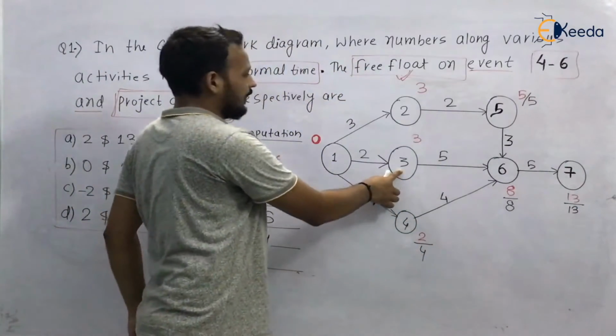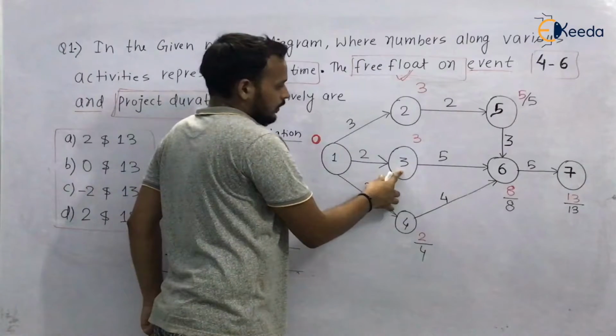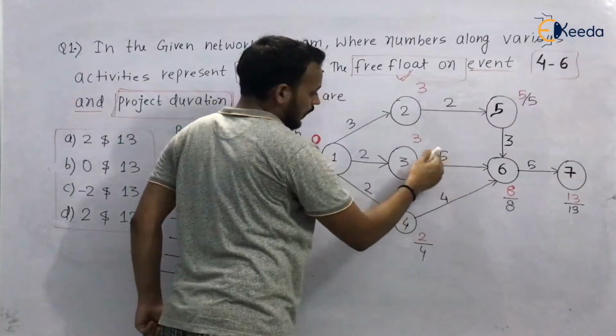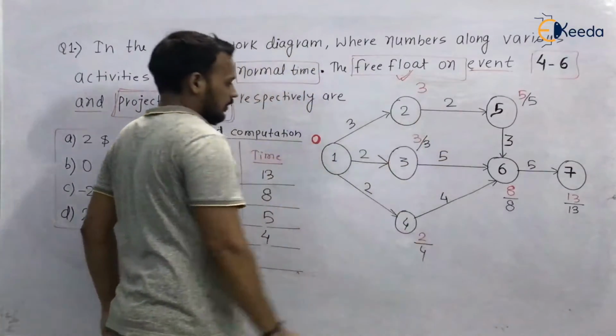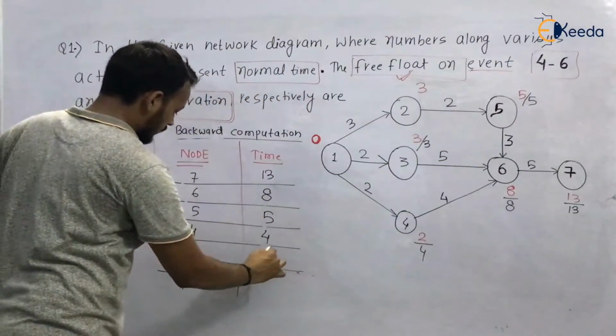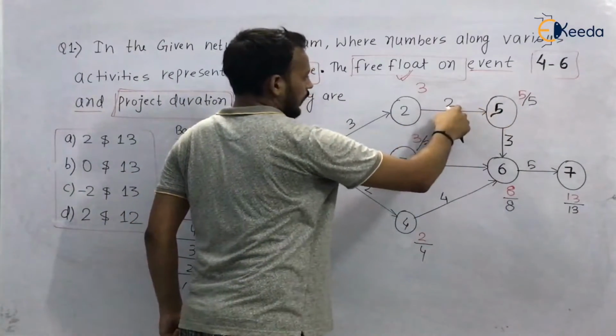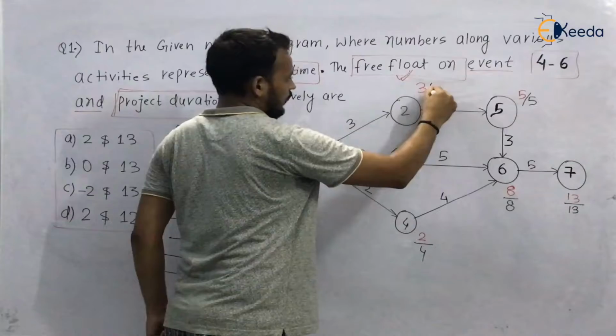Now we have to reach at 3. So at 3, we have to directly reach from 6. So 8 minus 5, it will be 3. So here it is 3. Now we have to reach 2. 5 minus 2, it will be 3.